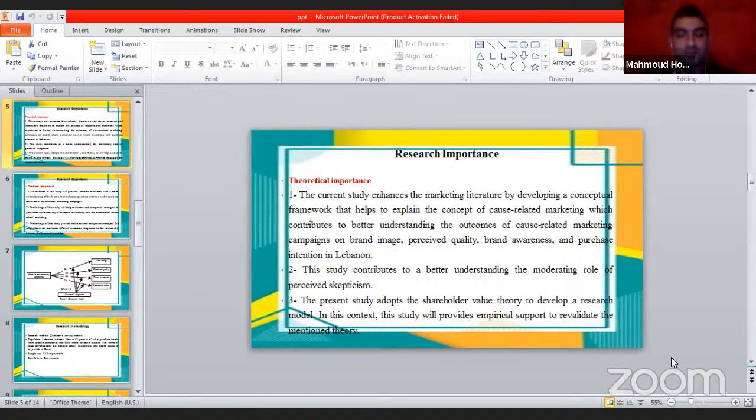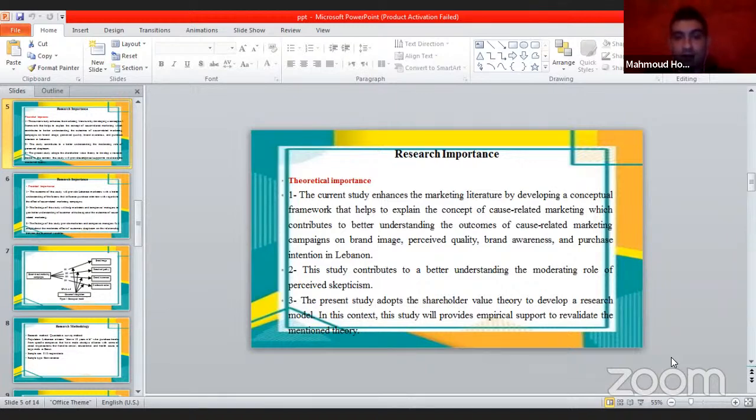Research importance. The current study enhances marketing literature by developing a conceptual framework that helps to explain the concept of cause-related marketing, which contributes to better understanding the outcome of cause-related marketing campaigns on brand image, quality, brand awareness, and purchase intention in Lebanon. The study contributes to better understanding the moderating role of customer perceived skepticism. The present study adopts shareholder value theory to develop a research model. In this context, the study will provide empirical support to revalidate this theory.